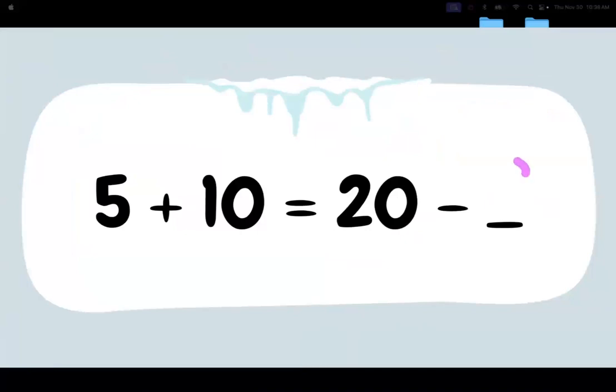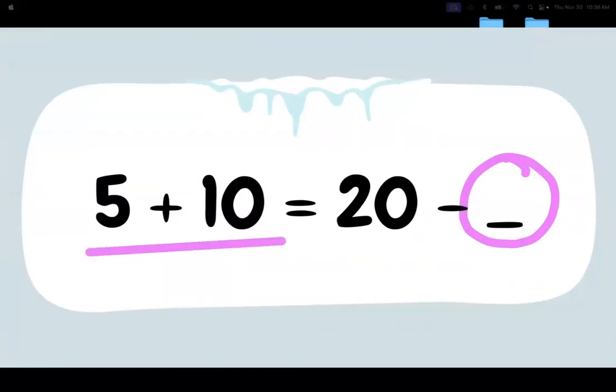Now we have to find the number over here, but we have to find out this side first. So 5 plus 10 is what? 15. Same as 10 plus 5, because it's in the tens, then you just add 5. 1, 2, 3, 4, 5, 6, 7, 8, 9, 10, 11, 12, 13, 14, 15.